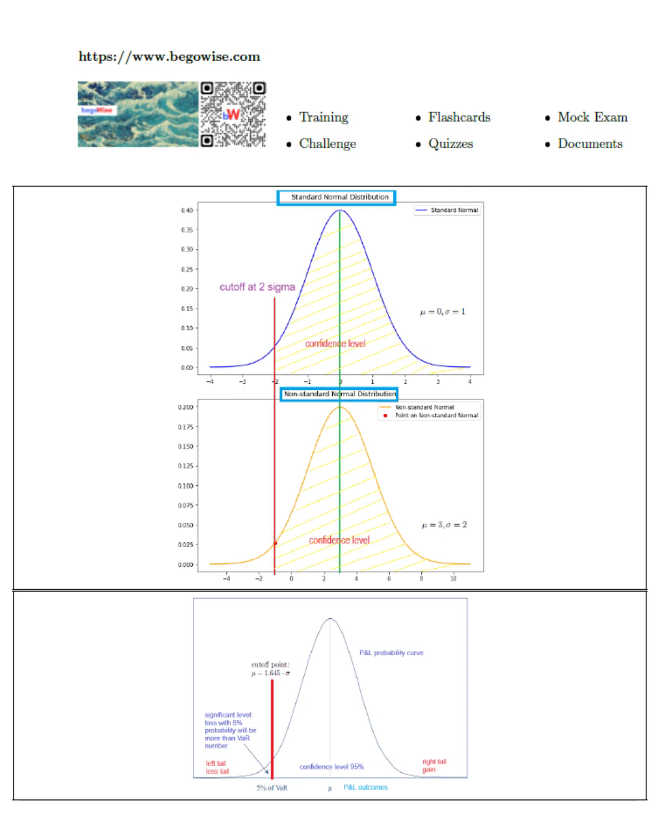Summary. By understanding the relationship between non-standard and standard normal distributions, we can convert outcomes using the z-score. This helps us determine the cutoff point on the left tail of the distribution, which in turn allows us to calculate the VaR. The VaR gives us a clear idea of the minimum expected loss over a certain period with a given confidence level.